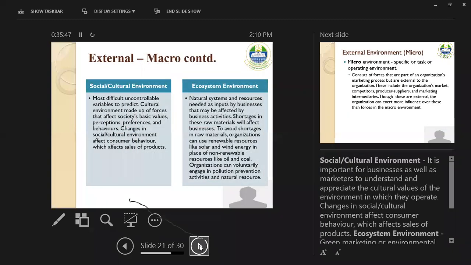Now we're still continuing with the macro environment, the sociocultural environment. When we talk about the sociocultural environment, you're looking at society's basic values, their preferences, their perceptions, and behavior. If you have changes in the sociocultural environment, it will also affect consumer behavior. And when consumers are not buying, that also means that businesses will begin to drop.